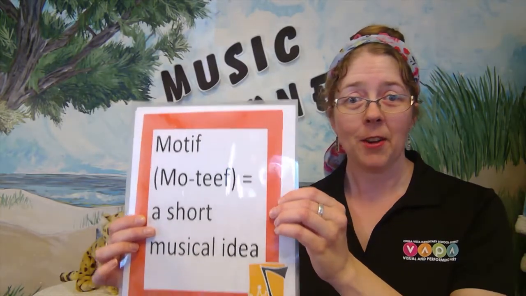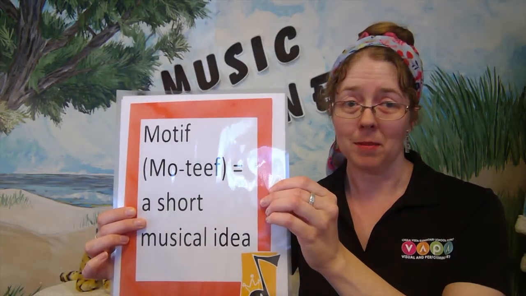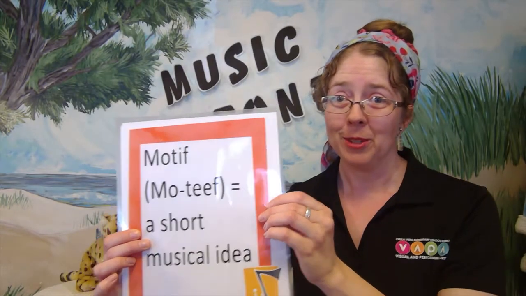Part of his secret was that he knew how to create great musical ideas. Beethoven would think of a musical idea and then play it over and over again. Sometimes the same way, sometimes he'd change it a little bit, but keeping with a musical idea made his songs really memorable to the people who heard them. There's a word for a musical idea. It's called a motif.